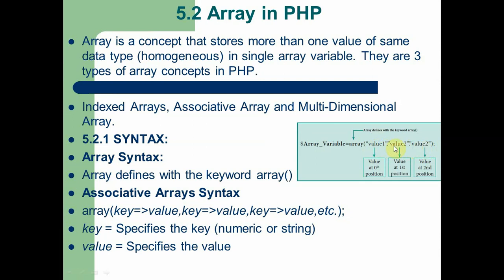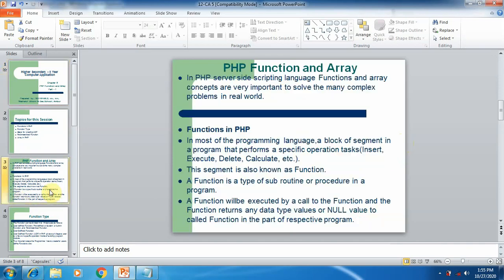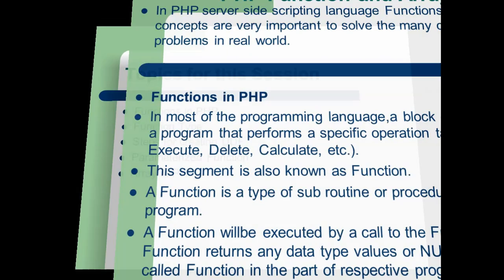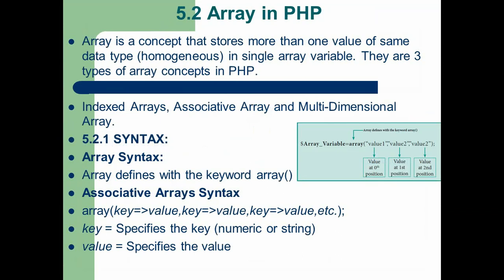Here you can see all these values share the same name, but they are different in their index number. That index number starts from 0 for the first value. So each and every value is numbered with an index. The first value's index is 0, the second is 1, the third is 2. Depending upon the number of elements, this index number may vary, but it always begins with 0. So this is the first method for creating the array.